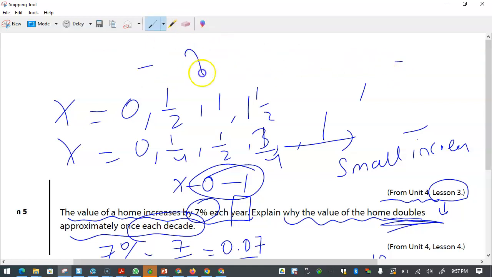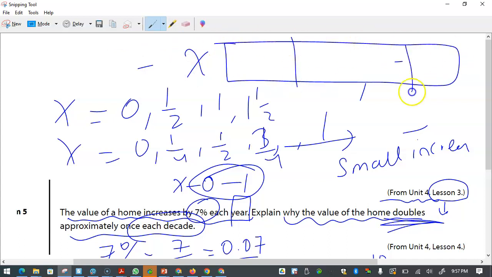So how many small increases it takes for x to go from 0 to 1, they may give you that somewhere here or maybe in between. So you have to be very careful. So I hope this works.